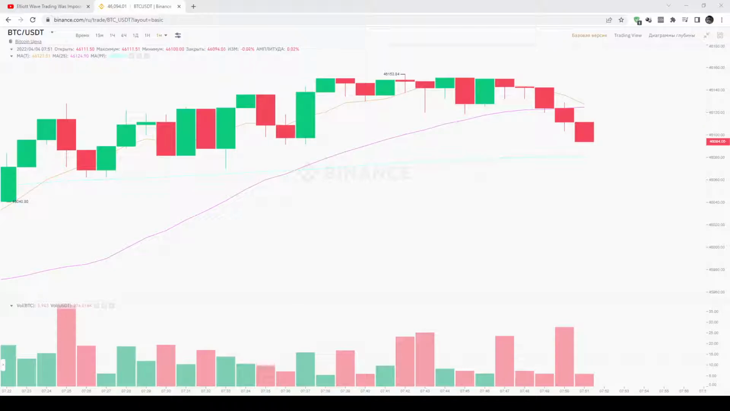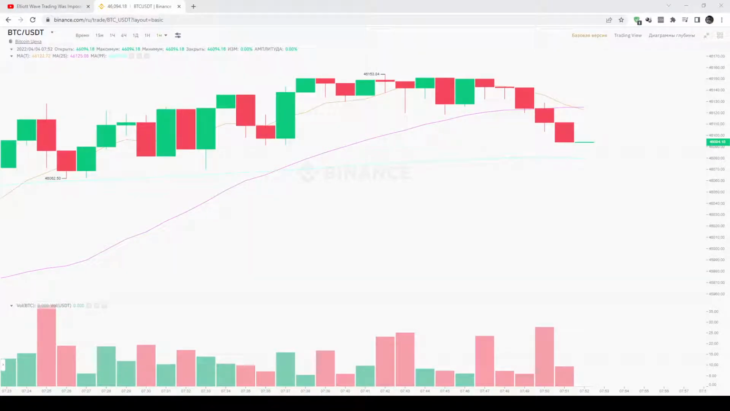After wave 1 completes, the next one in the sequence will be wave 2. Wave 2 will move counter to wave 1 and will retrace a large portion of wave 1. Often wave 2 will retrace wave 1 by a 50% retracement, 61% retracement, or even a 78% retracement.